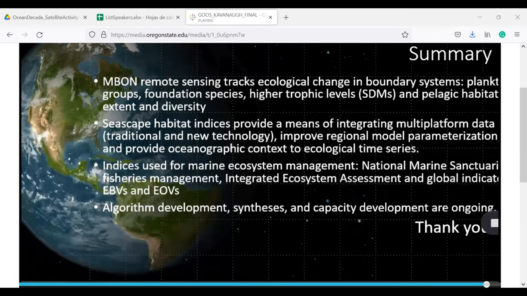And last, I would just add that our algorithm development, our synthesis and capacity development are ongoing, and so we welcome feedback as well as potential new collaborators. So with that, I'll close and thank you very much.